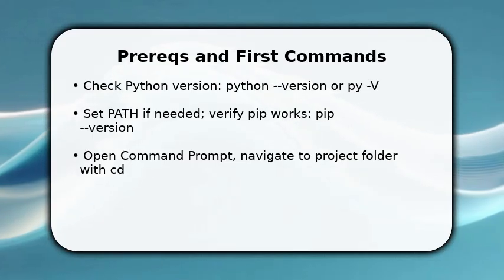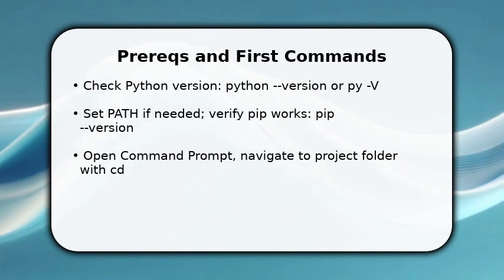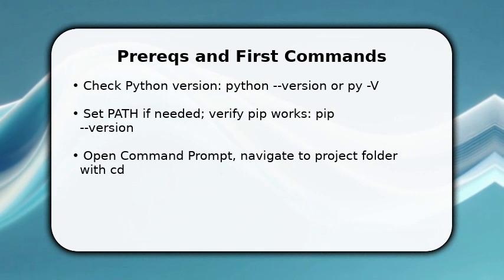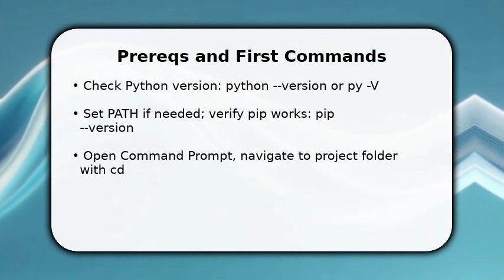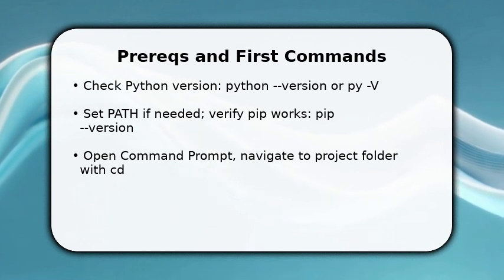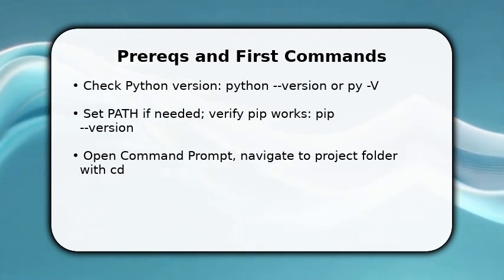You start by confirming prerequisites so commands behave predictably. First, run python --version or py -V to see the interpreter and ensure PATH exposes it. This avoids version confusion. Once done, test pip --version to confirm package installs.